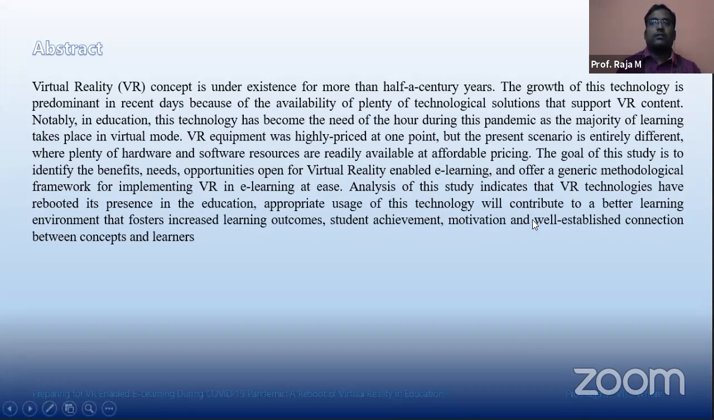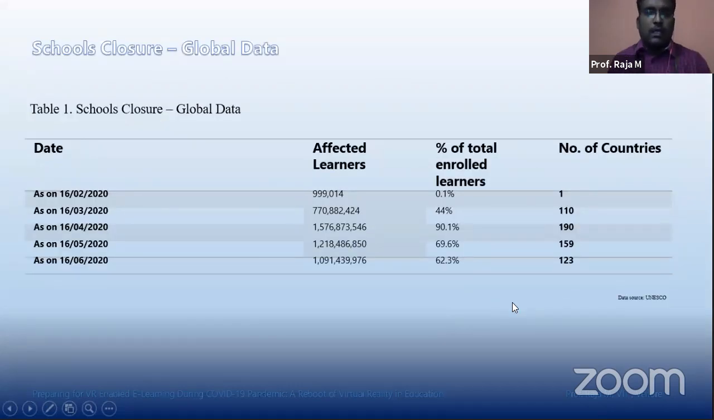So the goal of the study is to see what kind of benefits VR offers if we integrate VR into e-learning, and to propose a methodology to integrate VR into the e-learning architecture. This data was obtained from the UNESCO website, very neatly done by them. You can choose a particular date and check the affected learners and affected countries all over the globe.